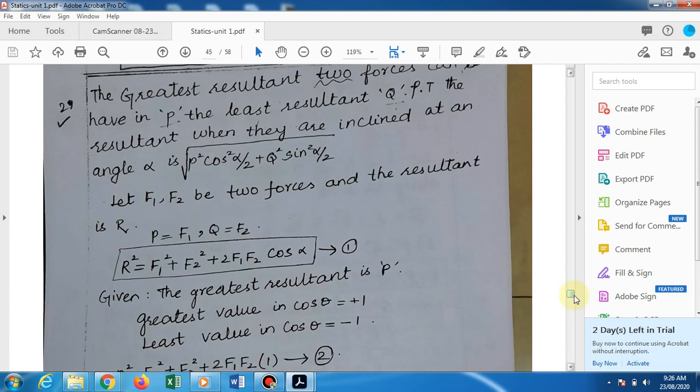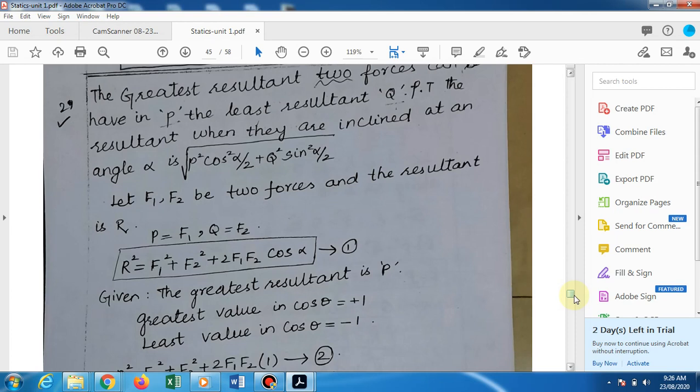You see the proof. Let F1, F2 be two forces and the resultant is R. Given the greatest resultant of two forces is P and the least resultant is Q. So P is equal to F1 and Q is equal to F2. So R square is equal to F1 square plus F2 square plus 2F1 F2 cos alpha. You keep it as equation number 1.